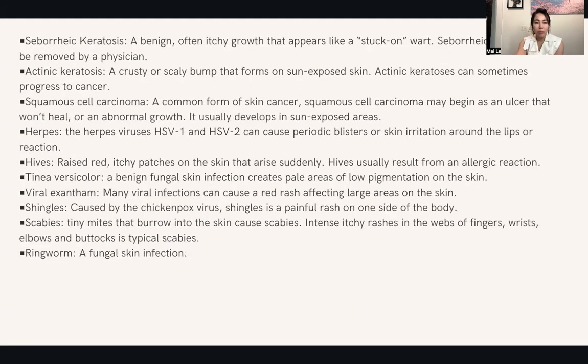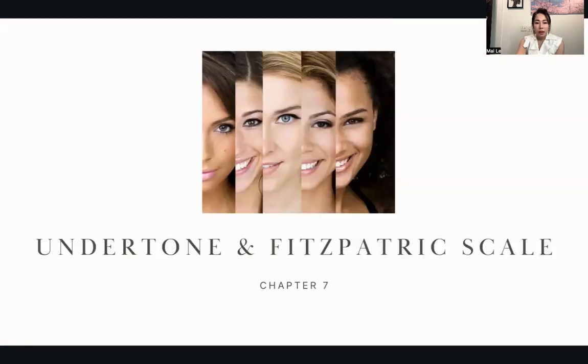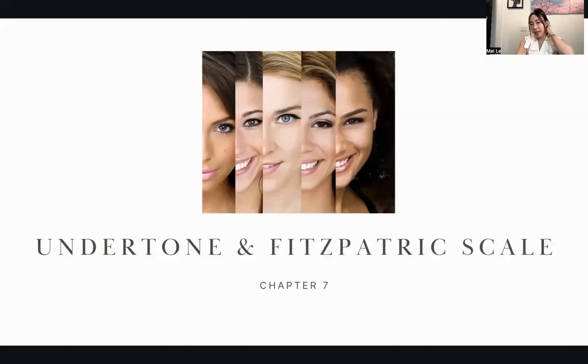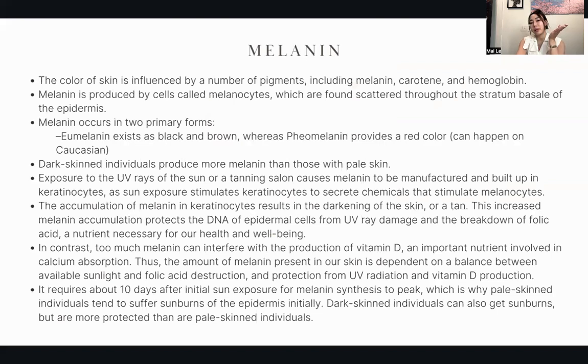So you can read more about these. When we're talking about undertone and Fitzpatrick scale in PMU, let's talk about undertone, right? Melanin is also considered to be undertone. Melanin has two primary forms. It's eumelanin, which shows as black and brown. Pheomelanin has a red color.